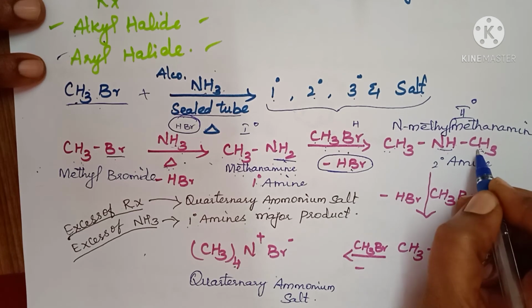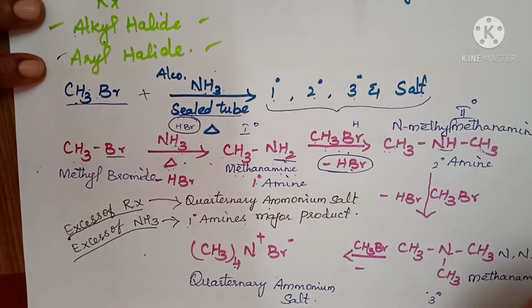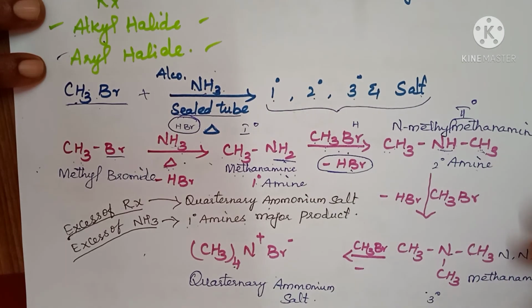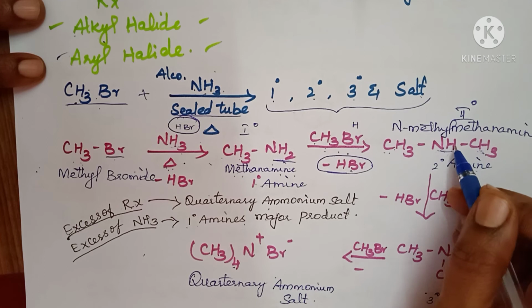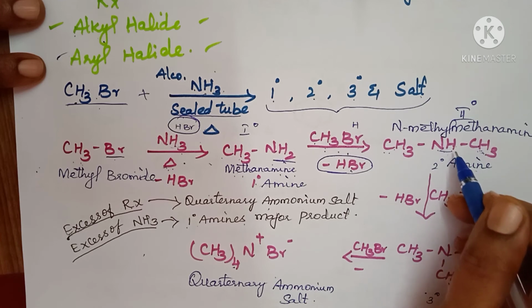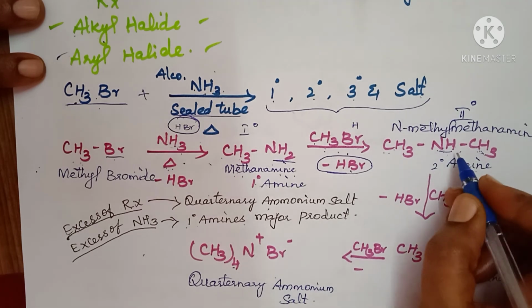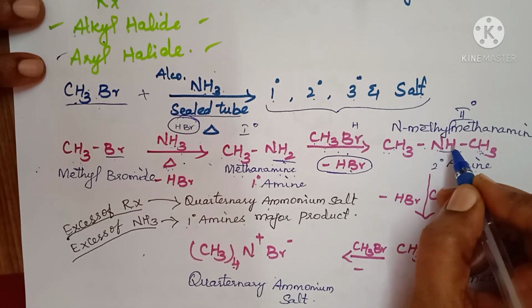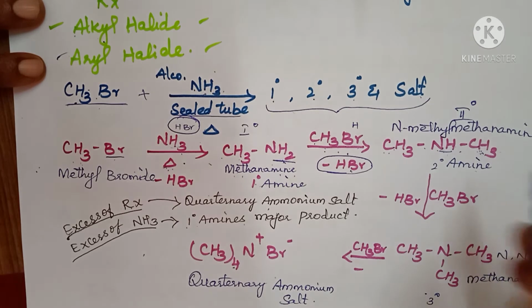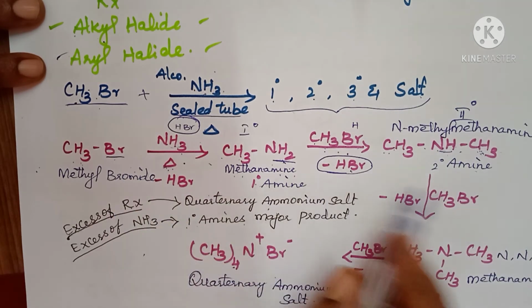IUPAC naming of amines I have given very clearly in that first video. You just go through that video, then you will come to know very clearly how to name this product. Okay, so this is methanamine and N-methyl methanamine. This is the secondary amine that we are getting from this compound.